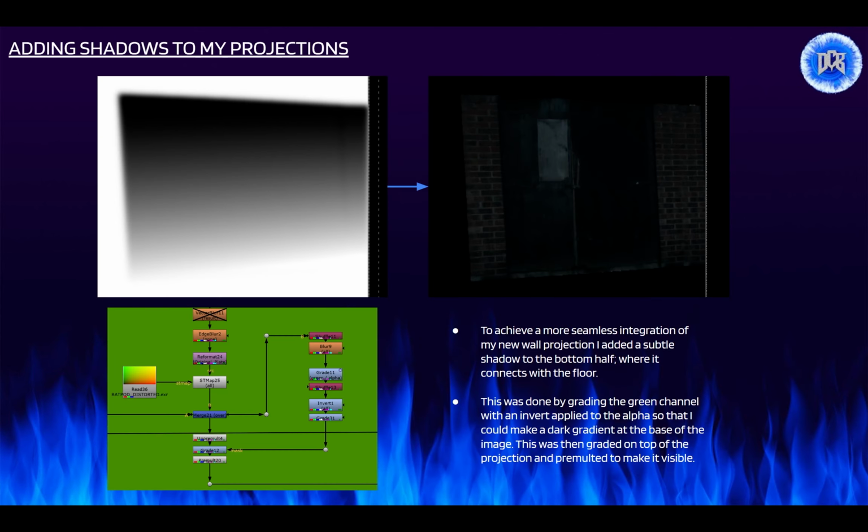To achieve a more seamless integration of my new wall projection, I added a subtle shadow to the bottom half where it connects with the floor. This was done by grading the green channel with an invert applied to the alpha so that I could make a dark gradient at the base of the image. This was then graded on top of the projection and premultiplied to make it visible.